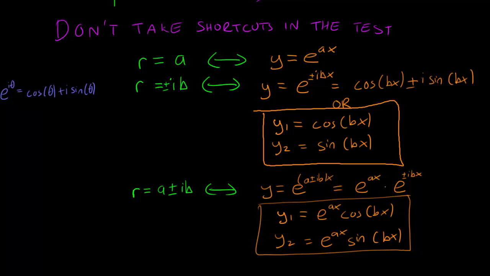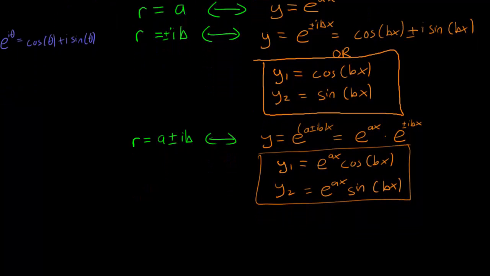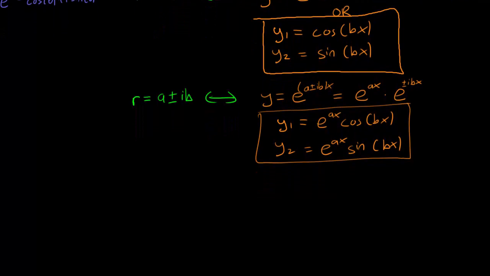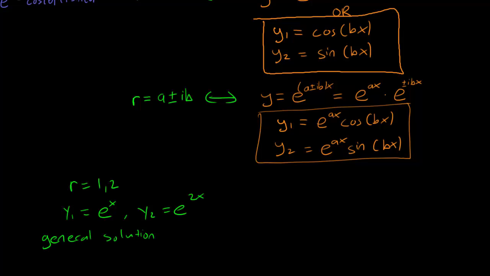And you can use the principle of superposition to find the general solution. Just a few examples. So if, for instance, r is equal to 1 and 2, we know that y1 is equal to e^x and y2 is equal to e^(2x). So the general solution is going to just be a linear combination of those two. So you have y equals c1 e^x plus c2 e^(2x), and so on with all the other solutions. So the roots correspond to the solutions, and you can use the principle of superposition to get the general solution in this way.